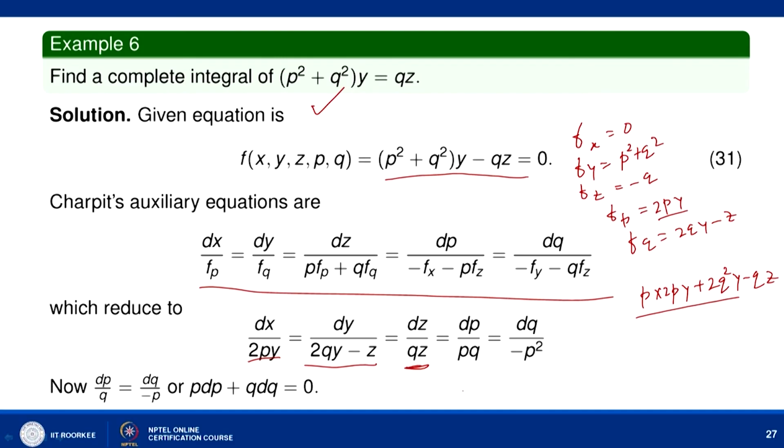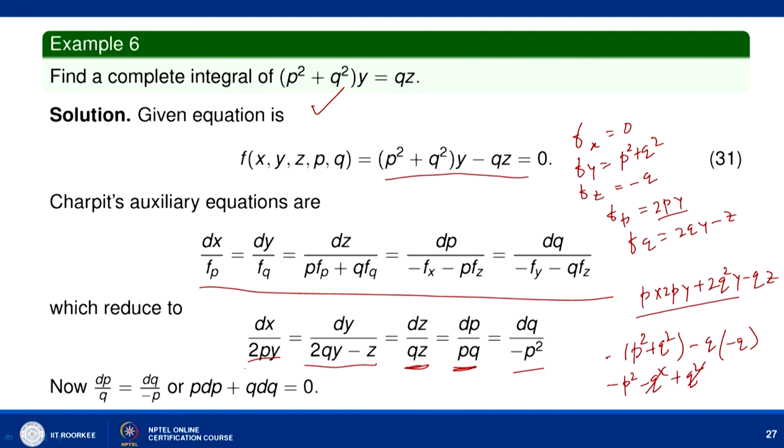Now dp upon −f_x, which is 0, −p f_z is −q, so dp/(pq). And dq upon −f_y, f_y is p² + q² with a minus sign, −q f_z is −q. So we can simplify: −p² − q² + q², the q² cancels out and we have −p². Now we have these relations.